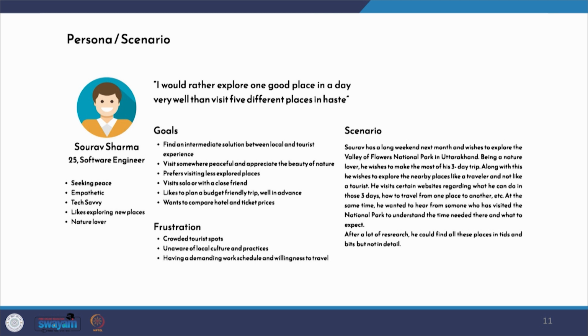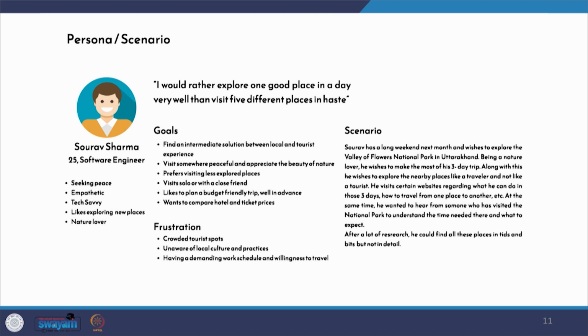Now we can see what are his goals when it comes to traveling, and what are the frustrations that he faces. So let's take a look at the frustrations: crowded tourist spots, unaware of local culture and practices, and having a demanding work schedule and willingness to travel. So these are the frustrations, but goals are visiting somewhere peaceful, visit solo or with close friends, and scenario.